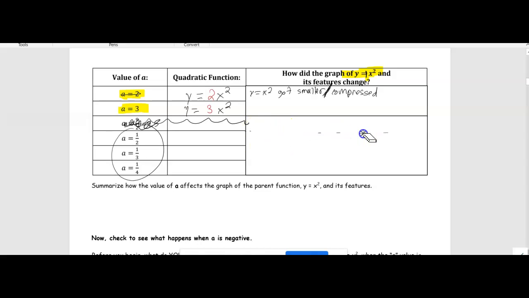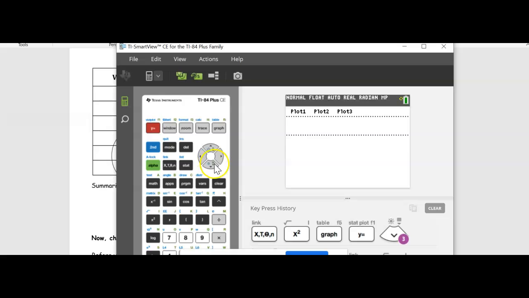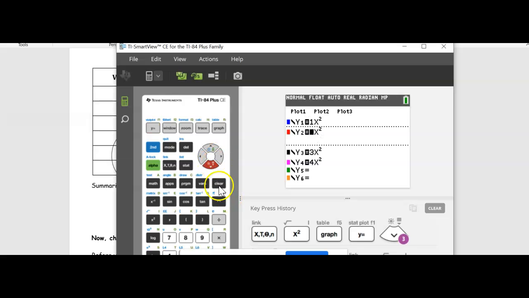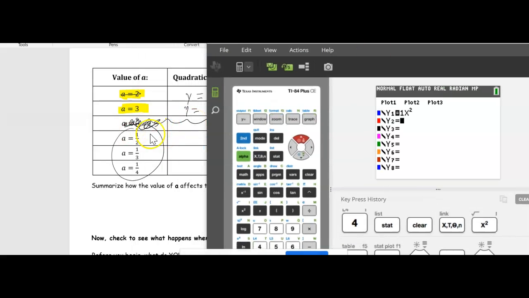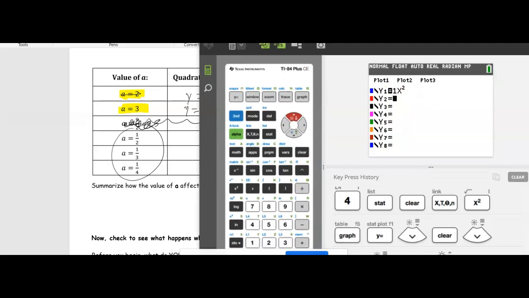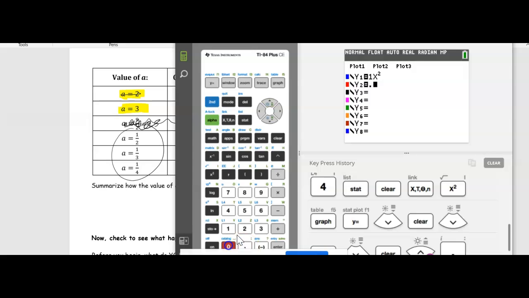So now we should have at least an idea of what's going to happen. So let's go to the calculator. I'm going to leave the parent graph in there only. So I'm going to clear this one, and this one. And the first one that I want you to graph or look at is 1/2. So if the original value is a 1, I'm going to enter it as a decimal, so 0.5.